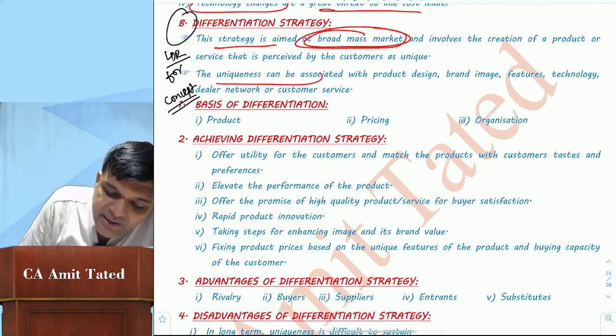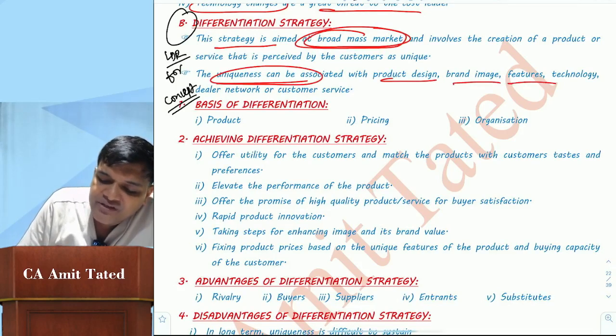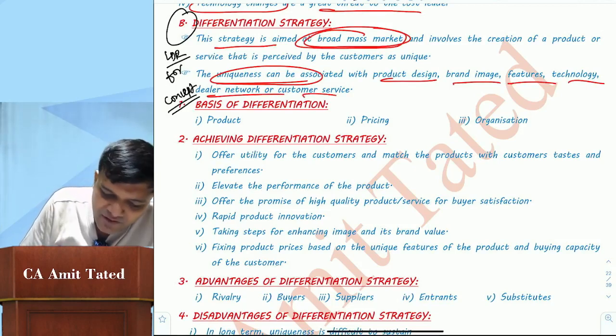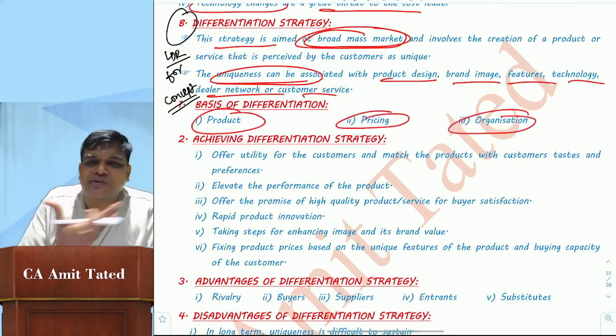The uniqueness can be associated with product design, brand image, features, technology, dealer, customer service. These are all bases of differentiation. I explained this very clearly. I don't think I need to explain it again.